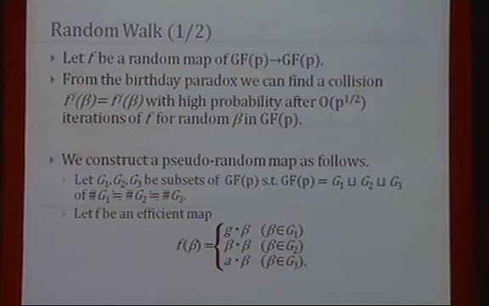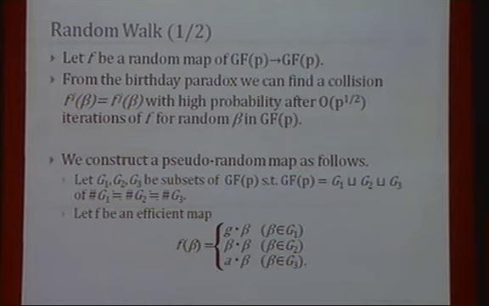Of the random map F. And so this birthday paradox tells us the chance is high enough to find such a collision after these iterations. Okay, then we want to construct such a random walk on a finite field. And how can we do it?